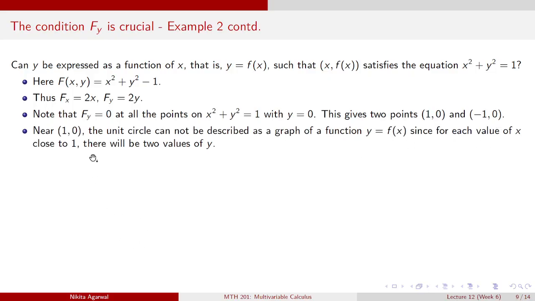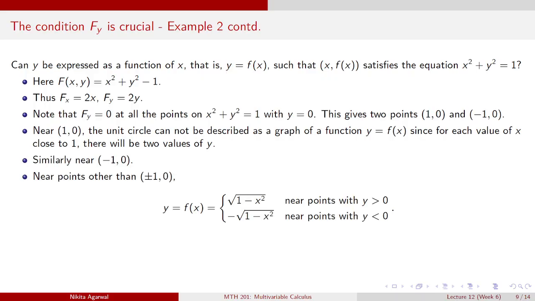So near 1 comma 0, the unit circle cannot be described as graph of a function y equal to fx, since for each value of x close to 1, there will be two values of y, right? One is plus square root 1 minus x square, other is minus square root 1 minus x square. Similarly, near minus 1 comma 0, right?